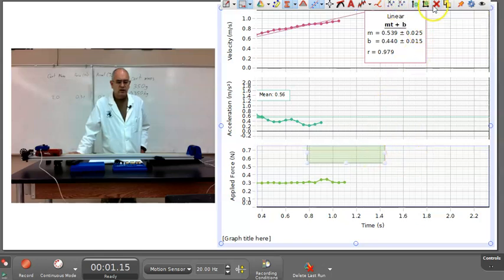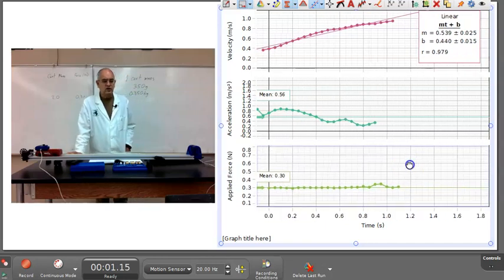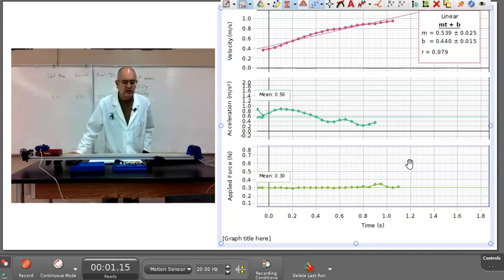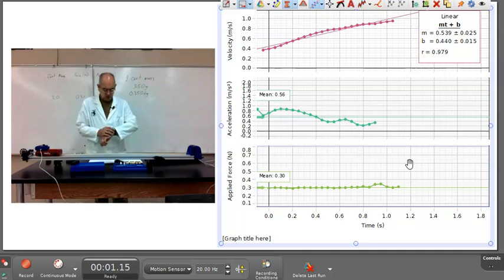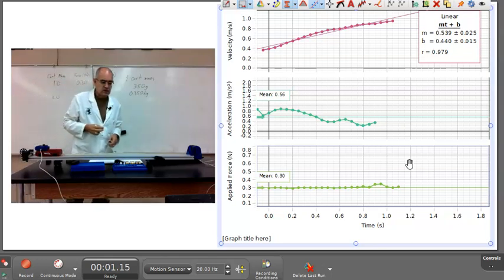Okay, so what are our averages? Well, we see that the force, I'm going to go ahead and keep it this way. Okay? What we see is the applied force is 0.30. So for 1.0 cart masses, we have an applied force of 0.30 newtons, so that's close enough for our purposes. It's less than 2% difference.